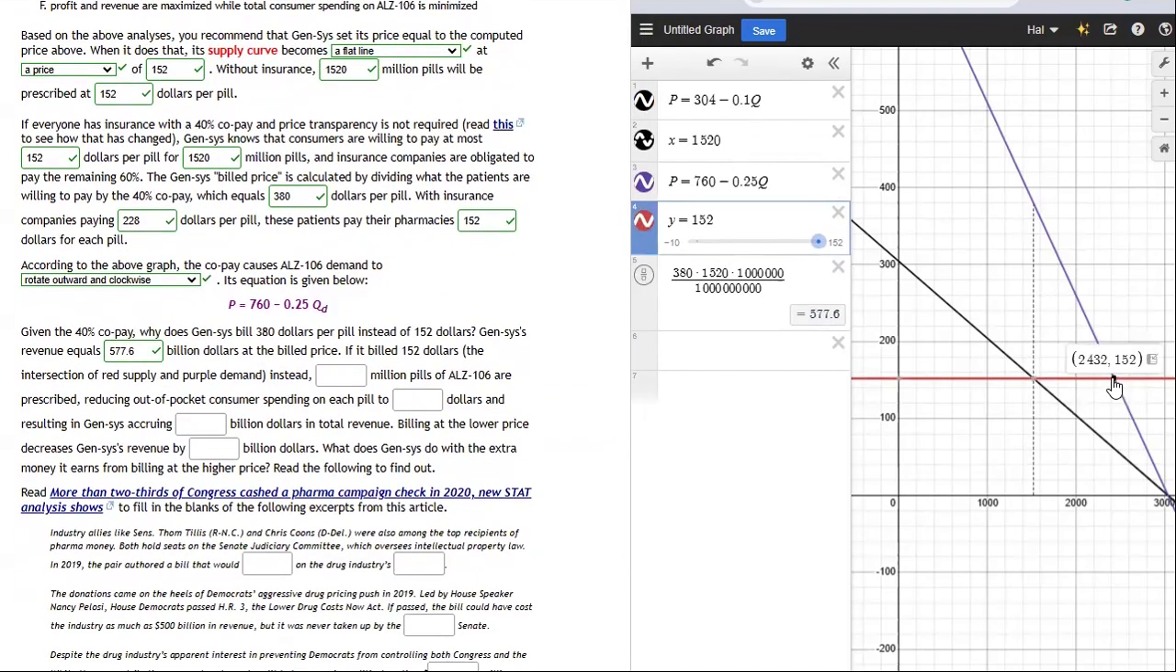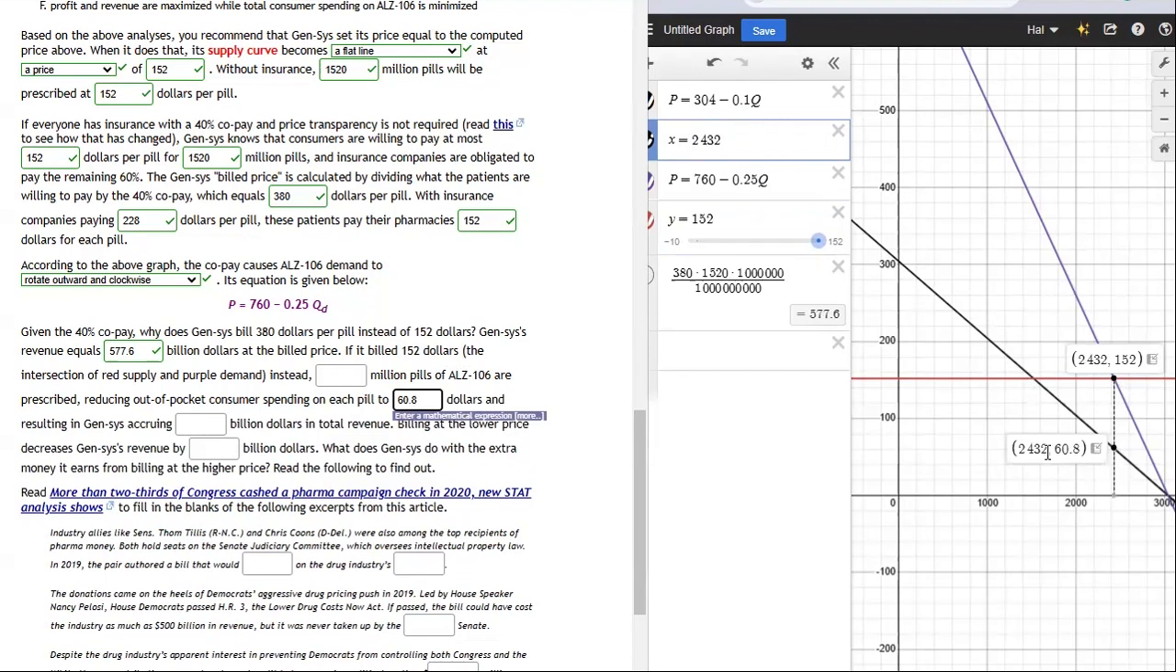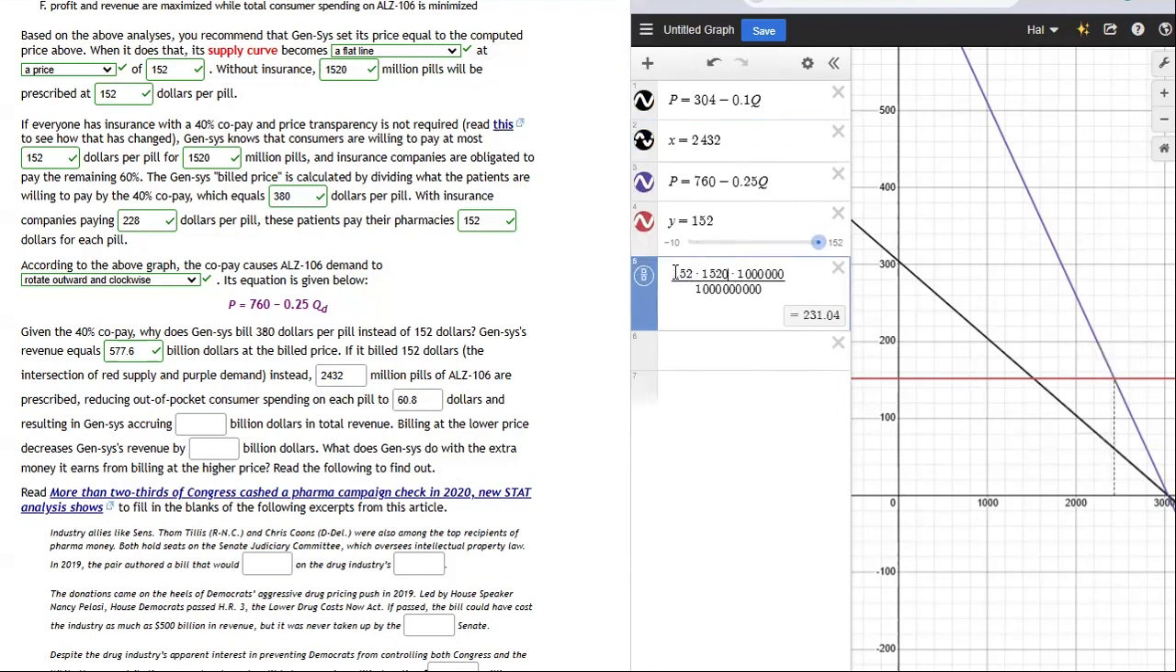If it bills the insurance company at 152, it'll sell more pills, 2,432 million pills. We have to change this to 2,432. So if it bills insurance companies 152, 40% of that is paid by the consumer. The price they pay out of pocket is $680, that value right there. The quantity again is 2,432 million pills. What is revenue for this company? Well, if they're billing at 152 and the quantity is 2,432 million pills, its revenue would only be $169.664 billion.